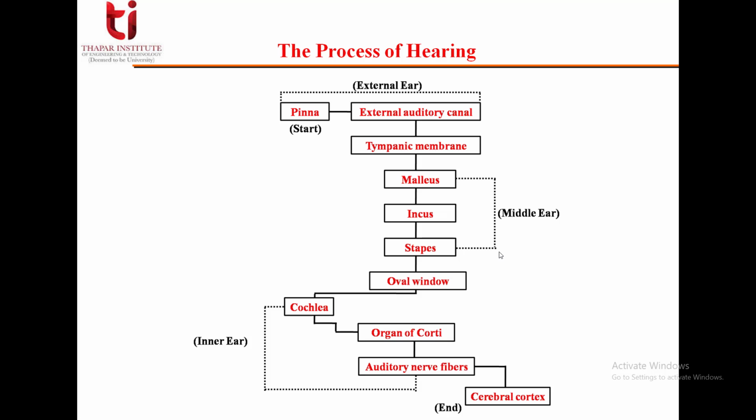Now let's once go through the complete process of hearing, starting from the external ear ending up at the brain. So we are beginning with the pinna, which is the first portion of the ear. From that pinna we are moving to the external auditory canal, and then finally this external ear will end at the tympanic membrane, also referred to as the eardrum.